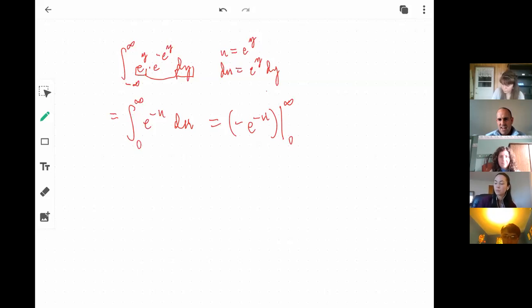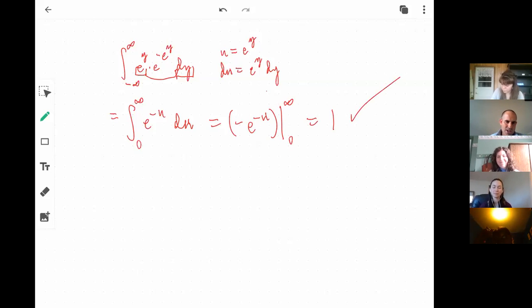E to the minus infinity, that's like 0. Yeah? I'm letting you go to infinity. I go minus negative, which is plus e to the 0, which is 1. Yeah, which is exactly what we had hoped and dreamed about. Yes. Wolfram Alpha verified it, and we just verified it by hand. So there it is.